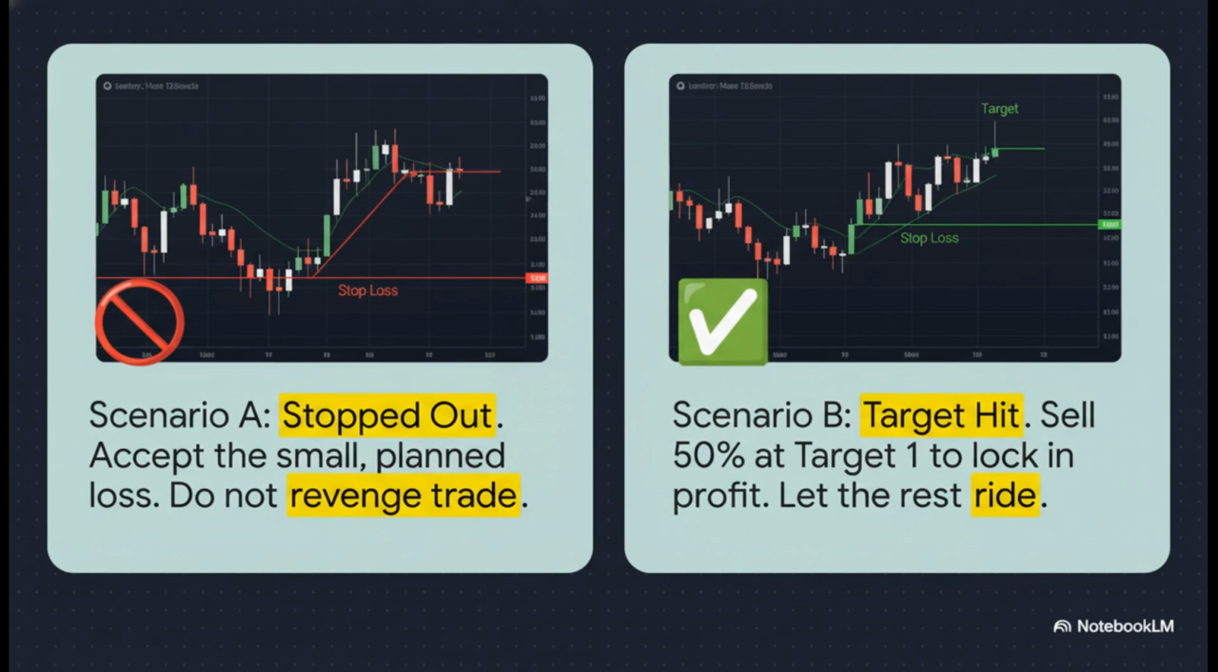Scenario A, you get stopped out. The price breaks our safety valve. It happens, the market changed its mind. We accept that small, managed loss that we planned for from the very beginning, and we move on. No getting emotional, no revenge trading.